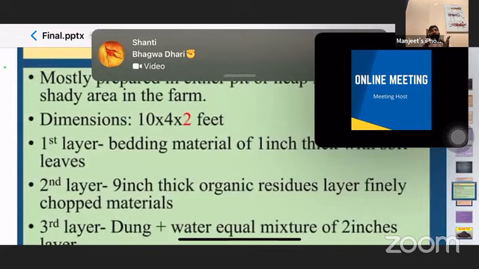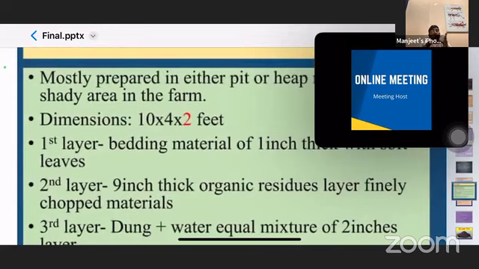The temperature at the beginning may reach up to almost 66 degrees. Hence, the introduction of the earthworm should be done after 2 to 3 weeks. So, in fresh dung, due to release of methane, the temperature will increase. To bring the temperature down, we need to cool down this dung before putting it on the various beds.